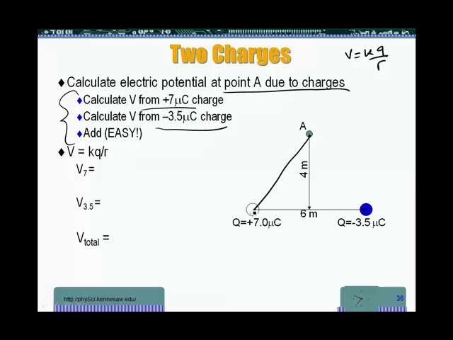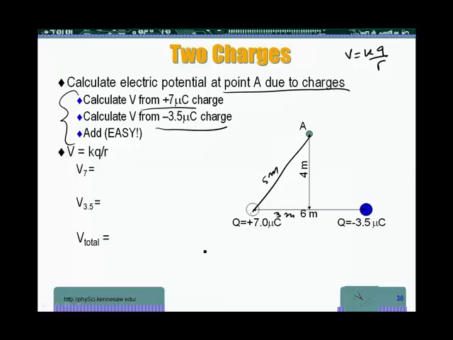My R is going to be this distance. Now here this is 3 meters, that's 4 meters. So we're using the Pythagorean theorem. 3 squared plus 4 squared is 25. Square root of that is 5 meters. So my R is 5 meters.